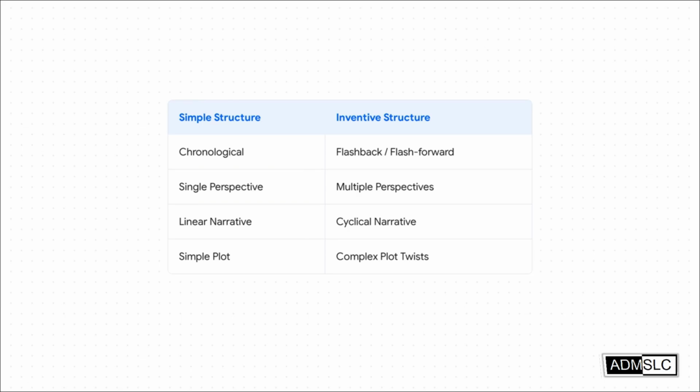Now, a standard beginning, middle, end story is fine, but it is not going to get you top marks for structure. To be inventive, you've got to play with time and perspective. So as you can see here, you could use a flashback, maybe start right in the middle of the action. Or what about a cyclical narrative? You end the story right back where it began, but this time with a new, powerful understanding for the reader.